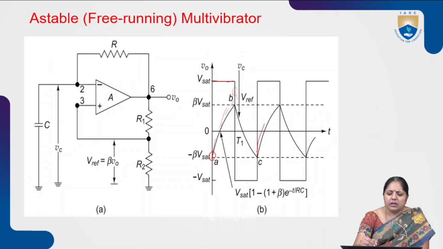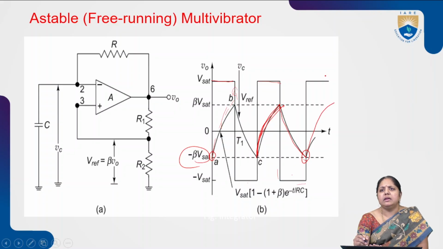Okay, so if you observe here, when the output voltage is positive, your capacitor is charging. When the output voltage is negative, your capacitor is discharging. When the capacitor voltage discharges to minus beta Vsat, again your output voltage goes from the negative cycle to the positive cycle. Like that, I am getting the corresponding waveform.